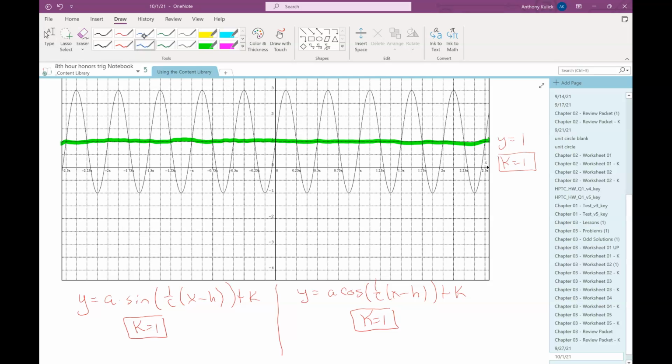The next thing I like to find is the amplitude. So remember, the amplitude is the distance from a maximum or minimum back to the midline. So in this case, that amplitude is 2. Everybody agree with that? Starting at 1, going all the way up to 3.